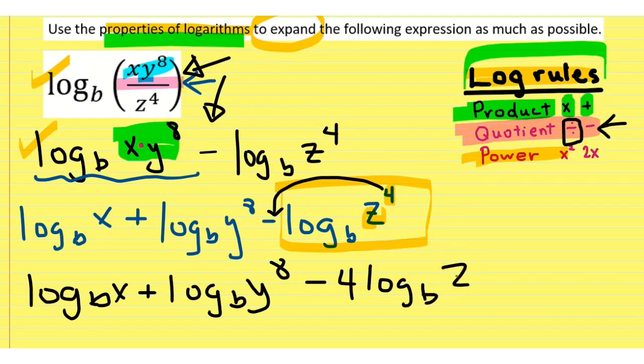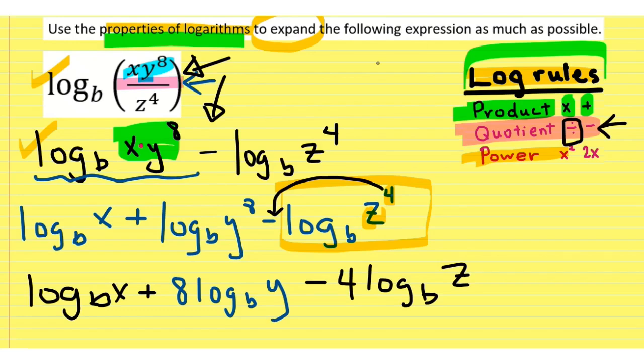But I also have a power right here as well. So that means that I probably need to go ahead and move it down in front. When I do that, I can just erase it there. I'm going to scoot all this over. So that's going to be plus 8 times log base b of y.